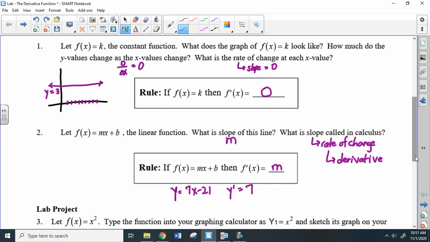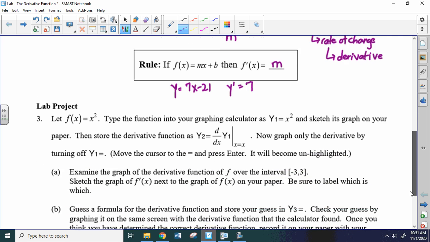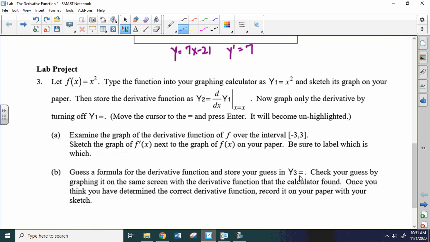All right, and so now let's get to the lab part. What are you going to be doing? I'm going to walk you through how to use your calculator real quick, and then talk about what you're going to be doing with this lab. The lab starts with you letting f of x equal x squared, and you're going to type that function into y1 on your graphing calculator, and sketch it on your paper. Now, in a minute it tells you to examine the graph of the derivative from -3 to 3.